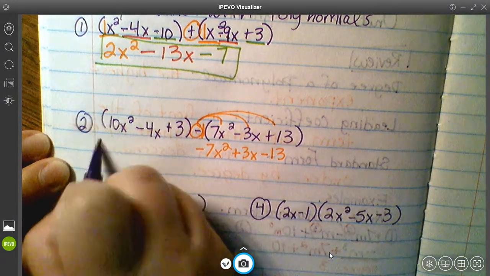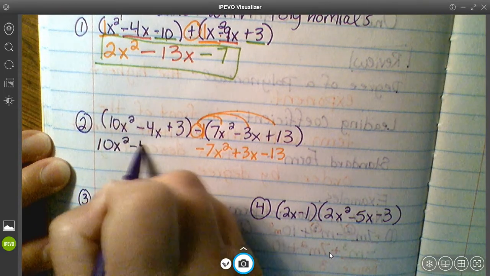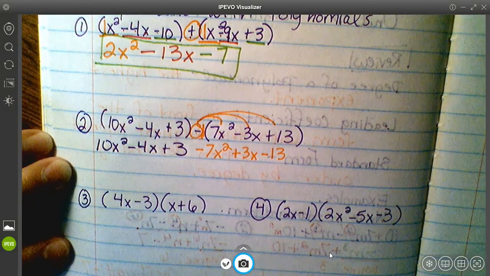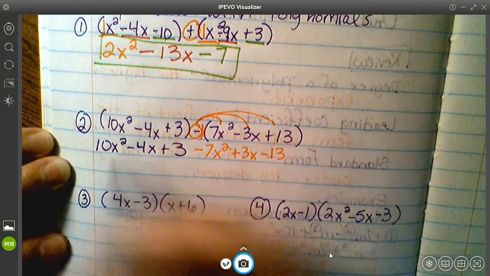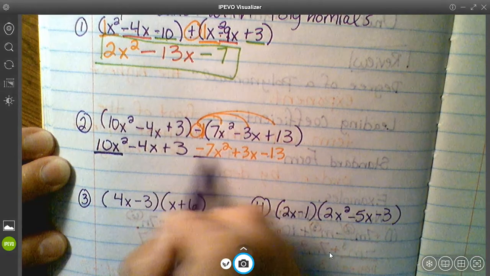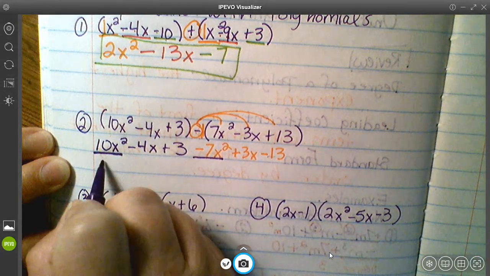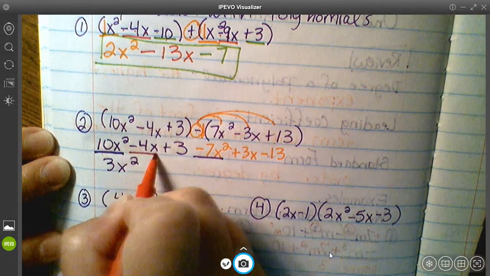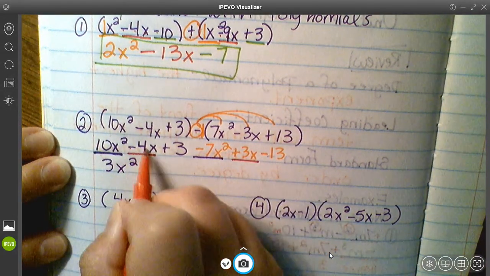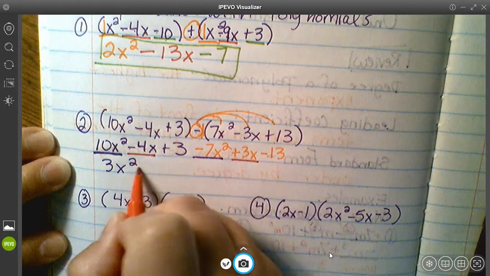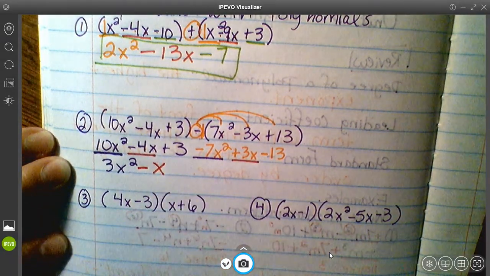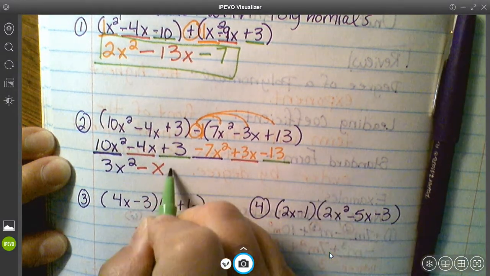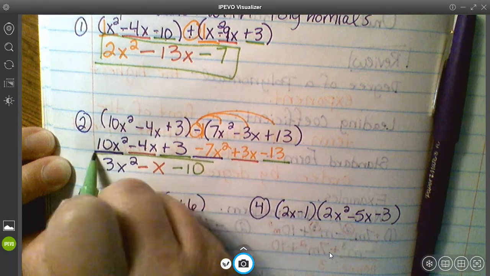So I haven't done anything to this right here because there's nothing to do. But now I can combine like terms. So I have 10x squared minus 7x squared is 3x squared. I have an x term and an x term, so that's negative 4x plus 3x, so that's a negative 1x. And then I have a positive 3 minus 13, so that's a negative 10.